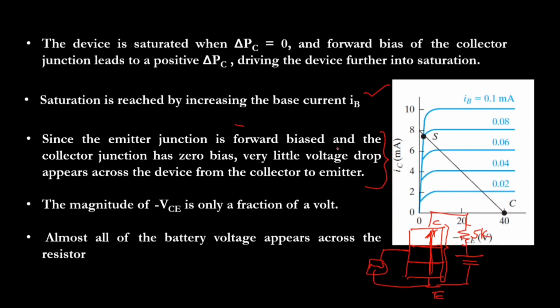So both junctions will be saturated, and you can read a current externally. Before, the entire battery voltage dropped across the BJT. Now this drop is very negligible, and the drop will be across the 5K resistor. So that's about the BJT on and off state. Thank you.